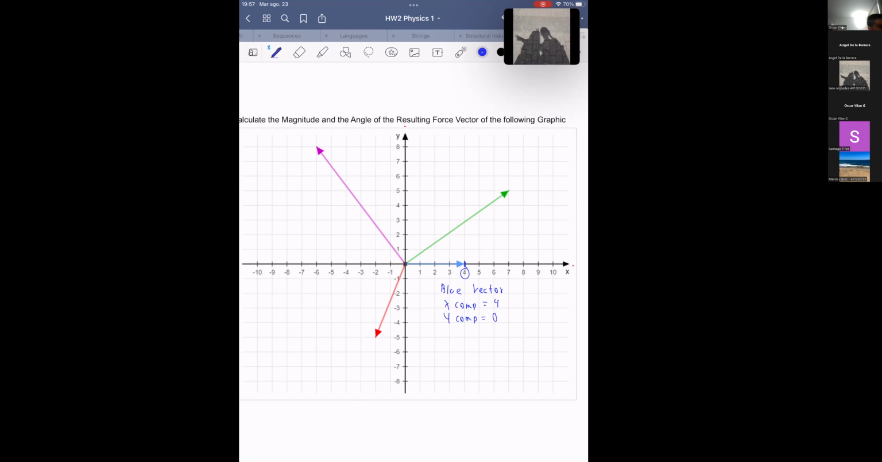It will be 0, because it's on the x-axis, it doesn't have any component in y. Okay, let's do the green vector. The x component will be 7, right? And the y component will be 0 because it's on the x-axis, like this one. It will be 5. Yes.